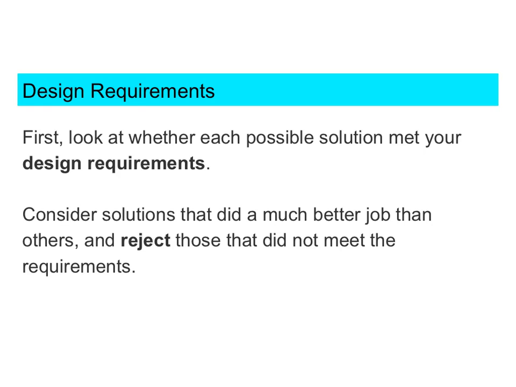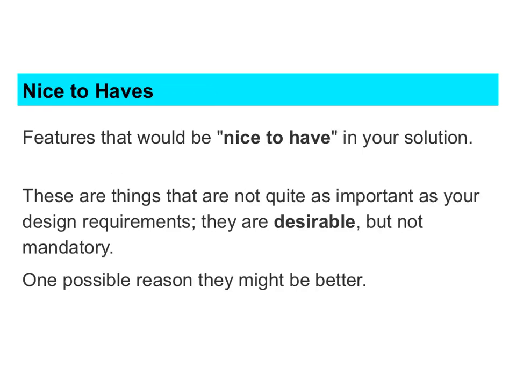First, look at whether each possible solution meets your design requirements. Consider solutions that did a much better job than others and reject the ones that did not meet the requirements. In addition to design requirements, you probably have some features that would be nice to have in your solution. Those are things that are not quite as important as your design requirements, they're just desirable. Often, they're not mandatory. Some of your possible solutions might include some of these nice to have features than others, and that is a possible reason that they might be better. Can you think of some features that are nice to have and are desirable, but are not necessarily mandatory?